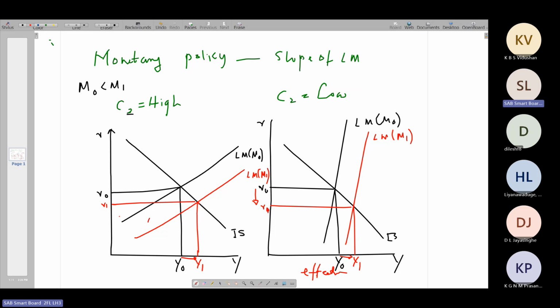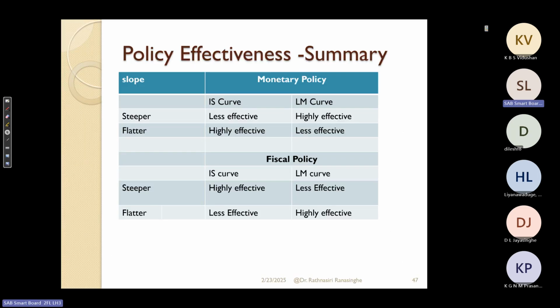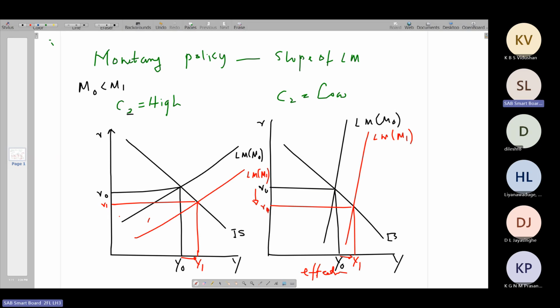So here, C2 low is more effective according to our summary. Monetary policy, steeper, no? A steeper LM curve means monetary policy is highly effective. When C2 is lower, the LM curve is steeper, and this one is highly effective.